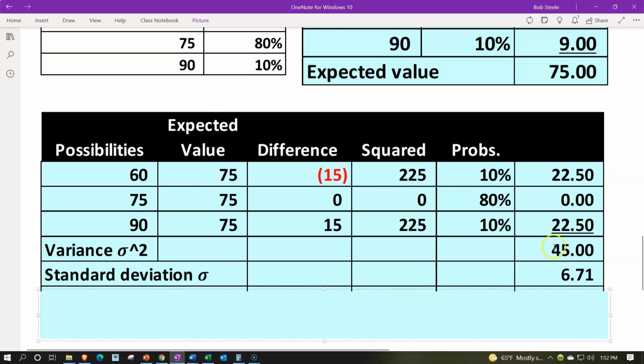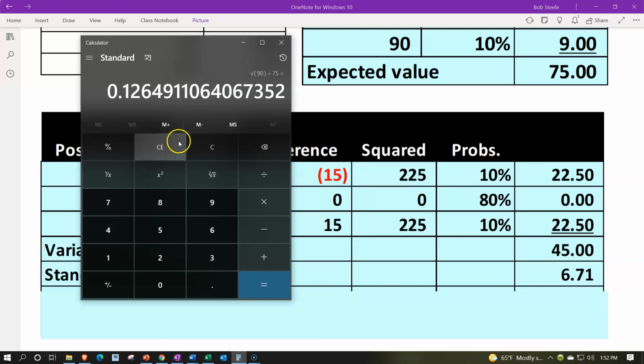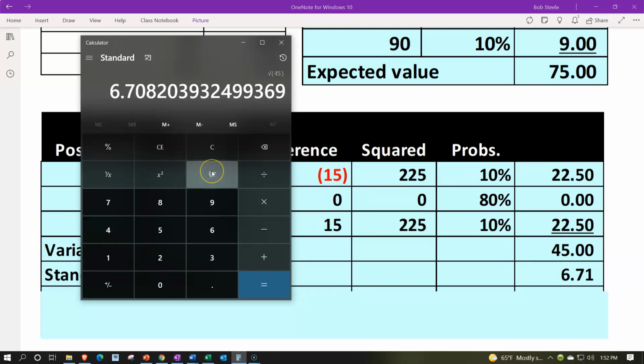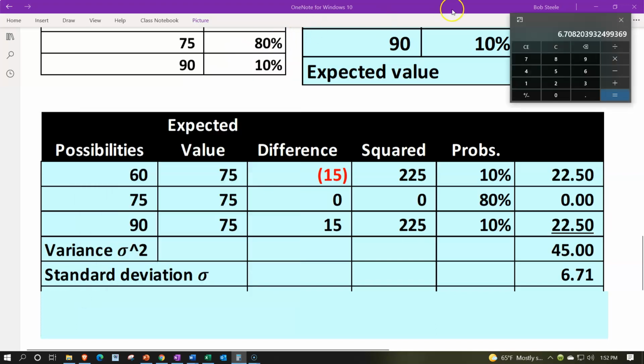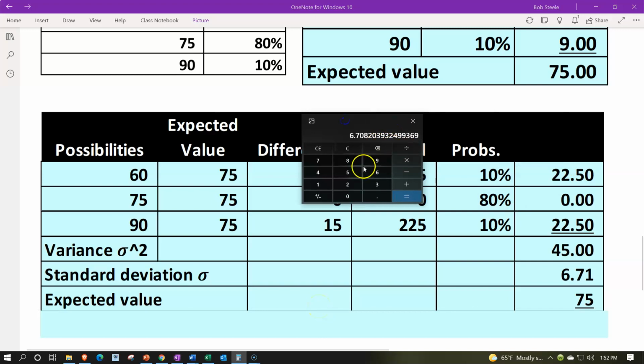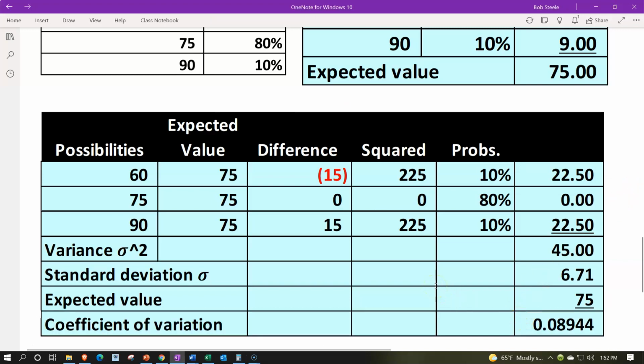Then we'll take the square root of that. Let's do that in the trusty calculator. Make sure you've got a calculator with the square root button. 45 square rooted is about 6.71. And then we have the expected value at 75. So if we take that 6.71 divided by 75, we get 0.089 and so on, 0.08944.